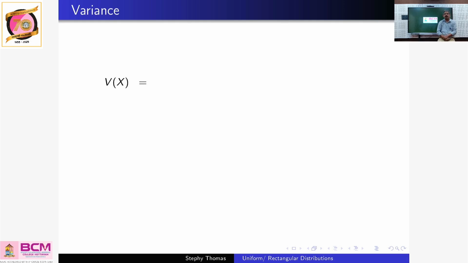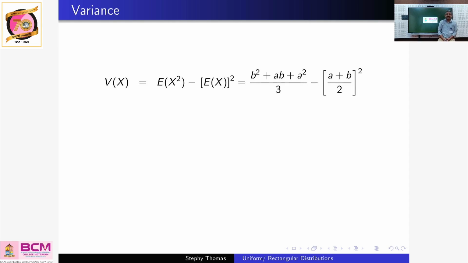Now we will move on to finding out the variance of this one. We have defined the variance of x as expectation of x square minus expectation of x the whole square, and we have derived the expectation of x square to be b square plus ab plus a square divided by 3, minus a plus b divided by 2 the whole square, because we have expectation of x the whole square.